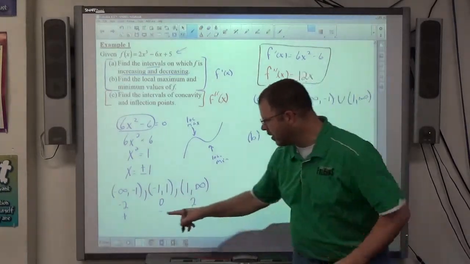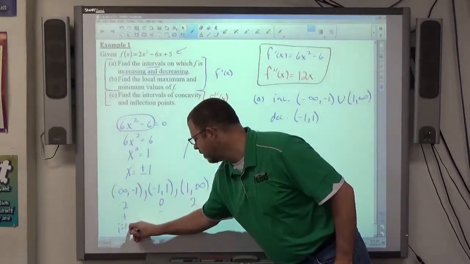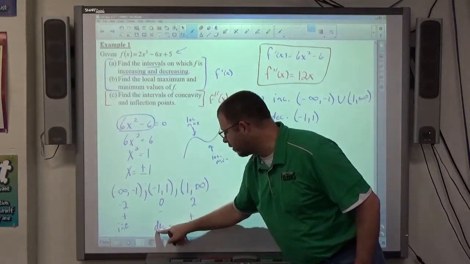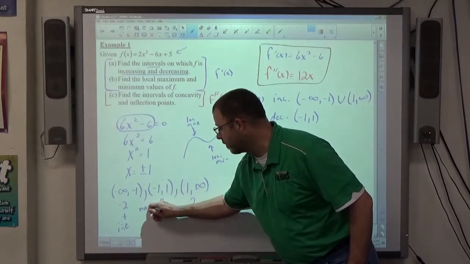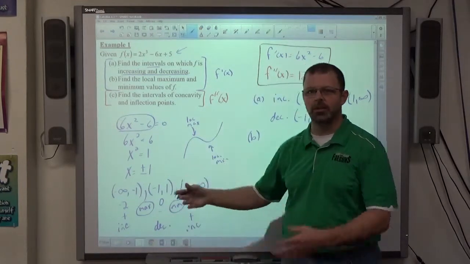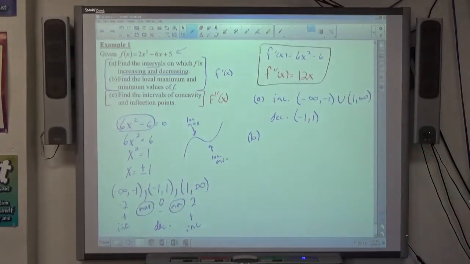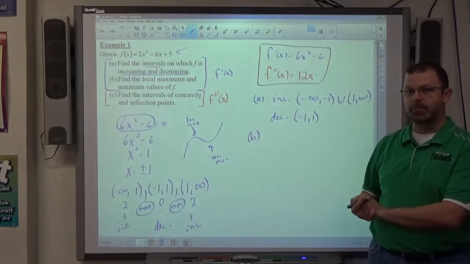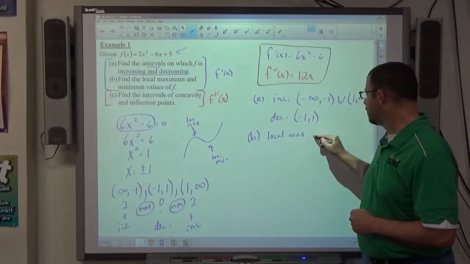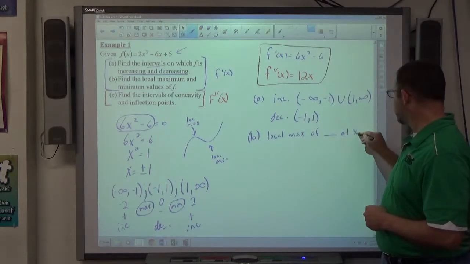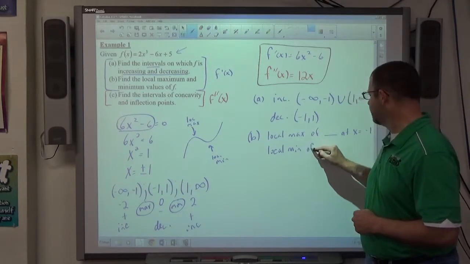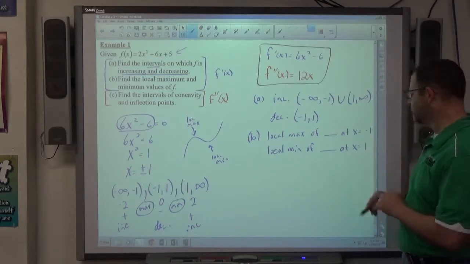I don't have to draw the picture, just know increase, decrease, increase. If it switches from increase to decrease, it's going to be a maximum. If it switches from decrease to increase, it's going to be a minimum. Again, the picture is not required, just get an idea of the meaning between the increasing and decreasing intervals and maximum and minimum values. So I know it's going to have a local max of something at x equals -1, and it's going to have a local minimum of something at x equals +1.